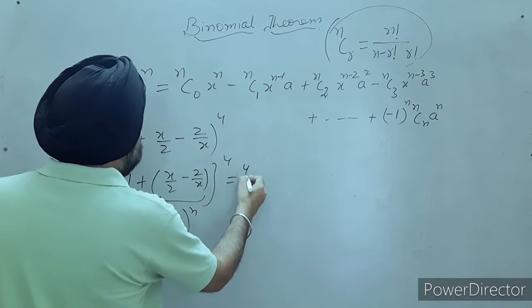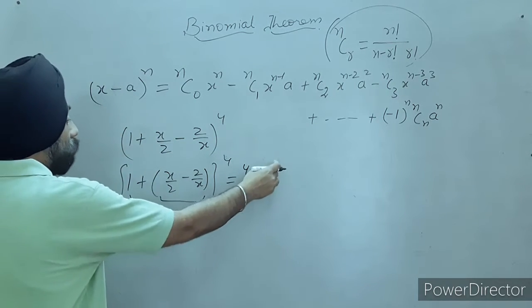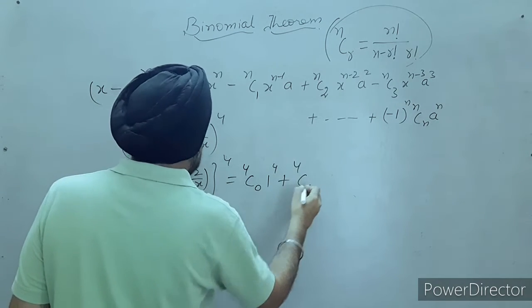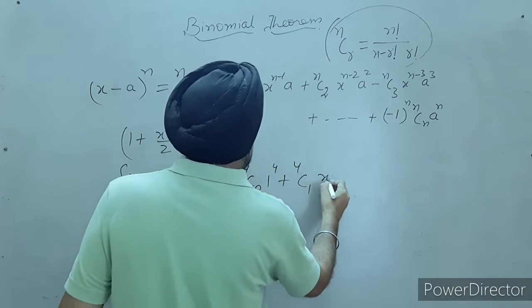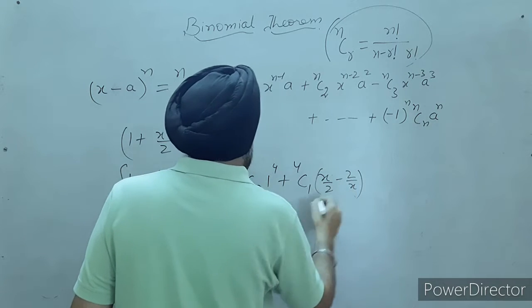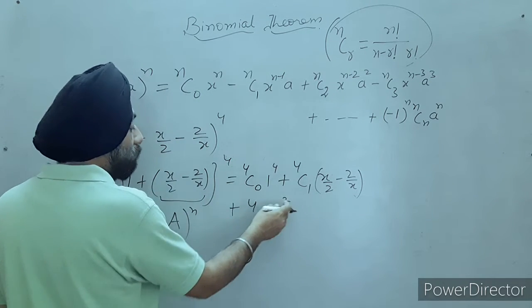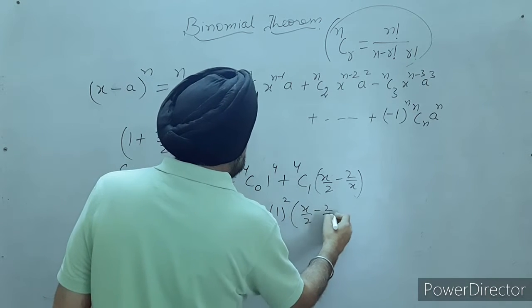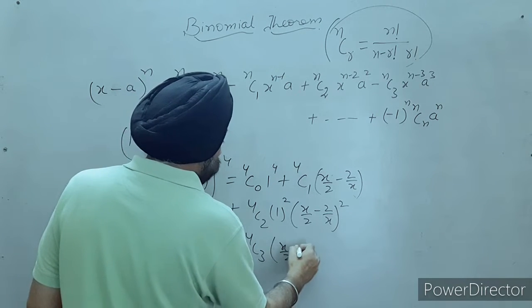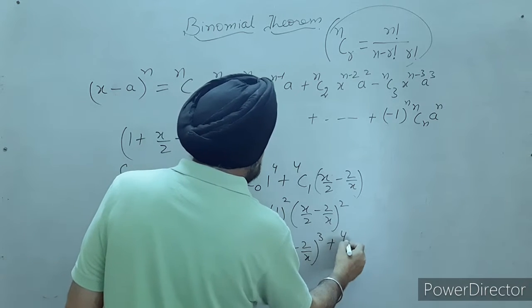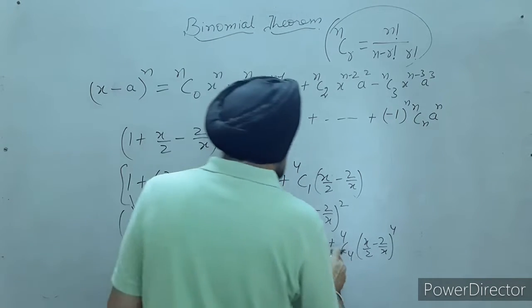It's very simple. 4C0 x raised to power 4, that is x raised to power n, plus 4C1, there is no need to write 1 raised to power 4 minus 1, that is 3, into a, that is (x by 2 minus 2 upon x), then plus 4C2, no need to write 1 raised to power 2, it's obviously 1, then a squared, then plus 4C3, again (x by 2 minus 2 by x) cube, plus 4C4 (x by 2 minus 2 by x) to the power 4, right?